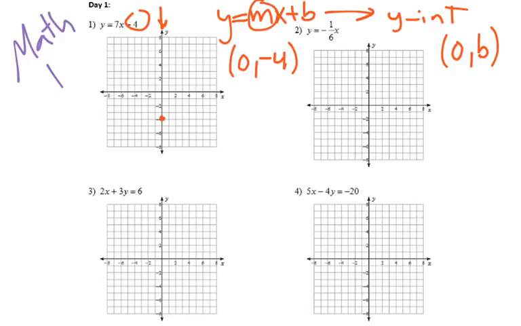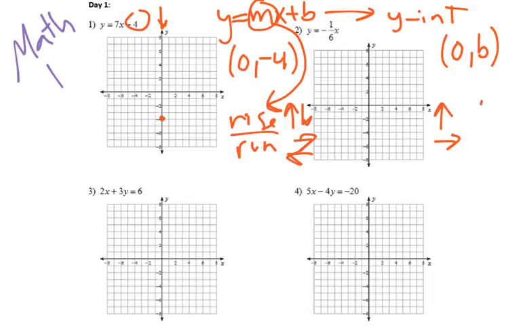Then from there, we've got our slope, which we usually make a fraction. We call it rise over run. The top number tells us are we going up or down, the bottom, to the right or to the left. If the slope's positive, we'll either go up and to the right or down and to the left. If the slope's negative, then we're going to go down and to the left.